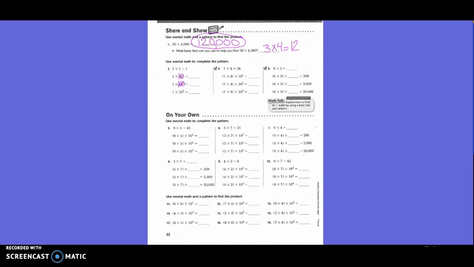And then 1 times 10 to the third power. What is 10 to the third power? 1,000. Okay, so 1 times 10 is 10. 1 times 100 is 100. Anything times 1 is itself, right? 1 times 1,000 is?